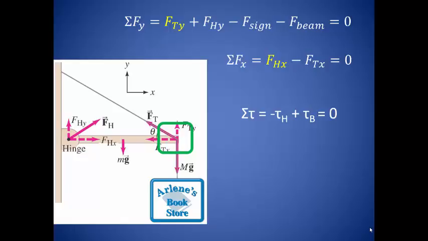The weight of the beam is causing a positive torque, but the hinge is a little bit more difficult to immediately see. The vertical component of the hinge is happening because of the weight of the sign, so it is acting in the up direction.